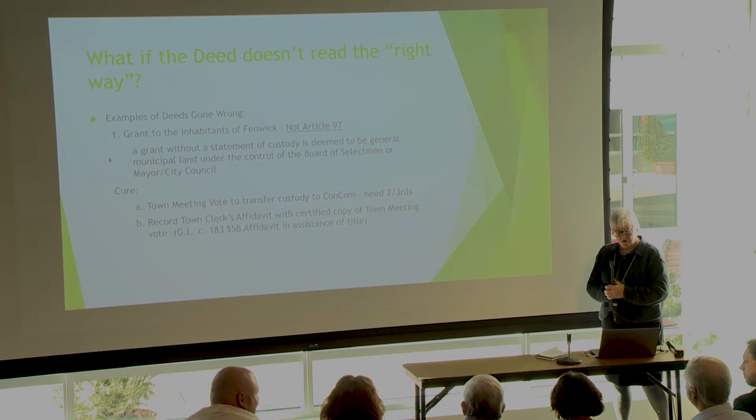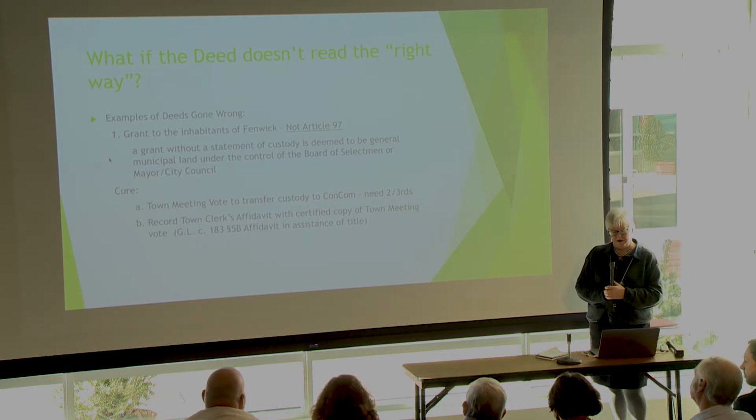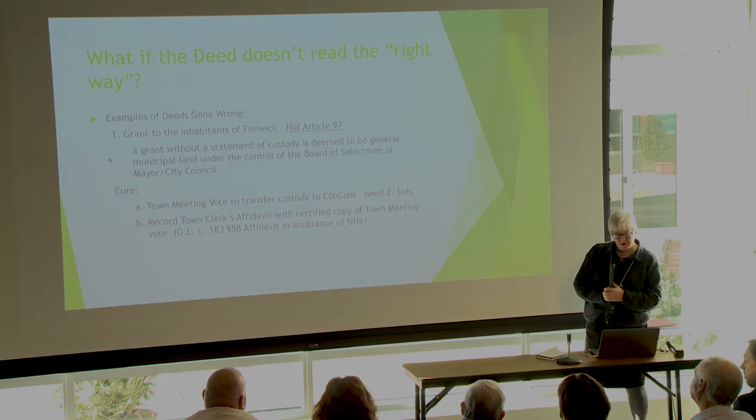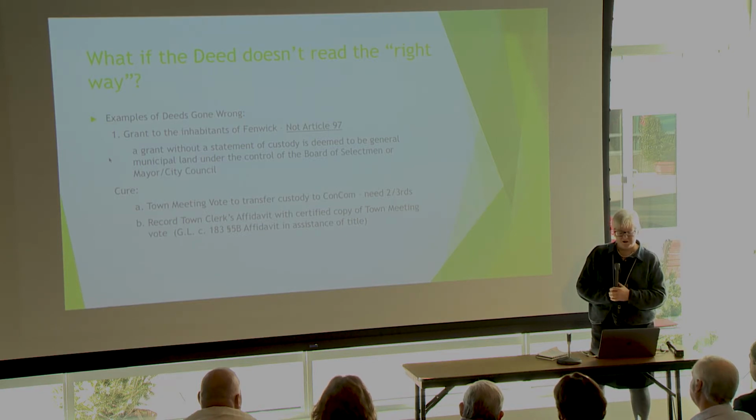So, how to fix this? You already have the property owned by the town or the city, so you would need, as I said, a town meeting vote or a city council vote that's going to transfer the custody to the Conservation Commission. And transferring custody takes a 2/3 vote.